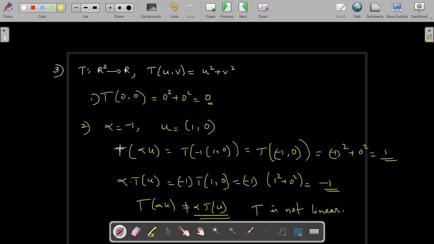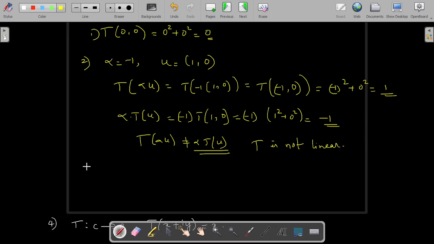You can check by taking two more vectors, u and v. T of u plus v, you can check, is not equal to T of u plus T of v. For example, if you take u equal to 1, that is enough. If one condition is not satisfied, that is enough to say it is not a linear transformation.